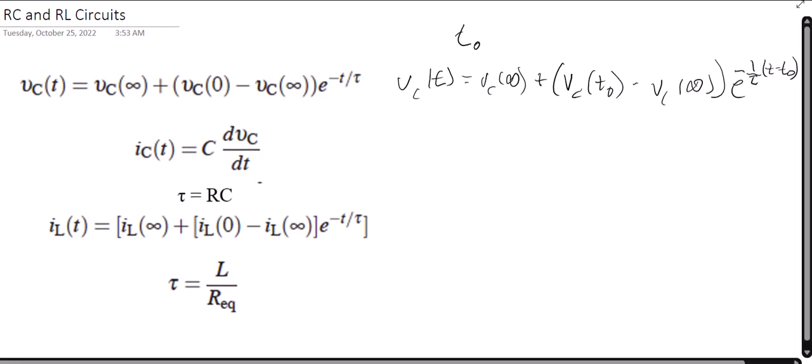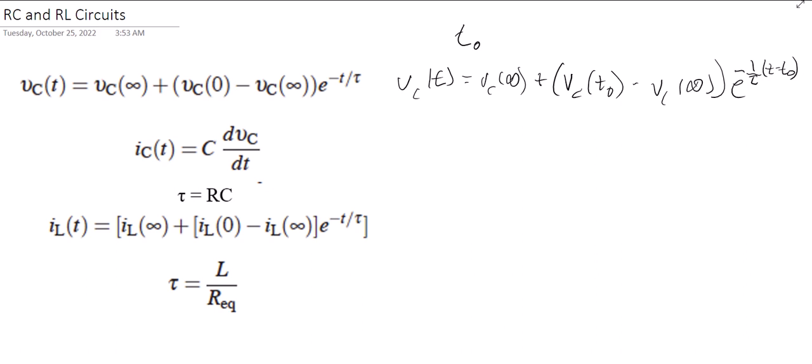Now, for an inductor, we have a very similar equation. So our inductor looks a lot like the one for a capacitor, but instead of voltage, we have current. And I would also write it like, so IL at infinity plus IL at 0, or whatever time you're starting at, minus IL at infinity, and then e to the minus 1 over tau times t. And tau for an RL circuit is L over R.